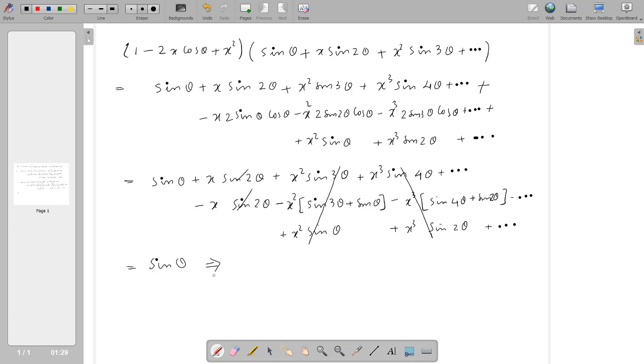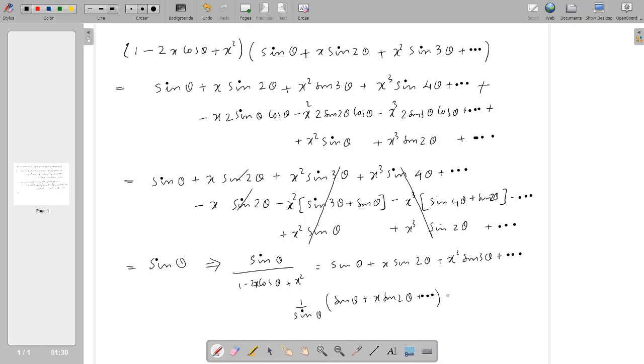So what is the consequence? The consequence of this is that when we transpose this term to the right, we get sine theta divided by (1 minus 2x cos theta plus x square) equals sine theta plus x sine 2 theta plus x square sine 3 theta plus etc. So from this, 1 by sine theta times this bracket, sine theta plus x sine 2 theta plus etc., will be equal to 1 divided by 1 minus 2x cos theta plus x square.